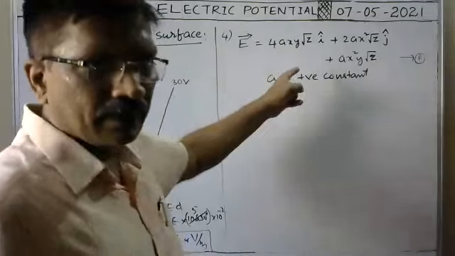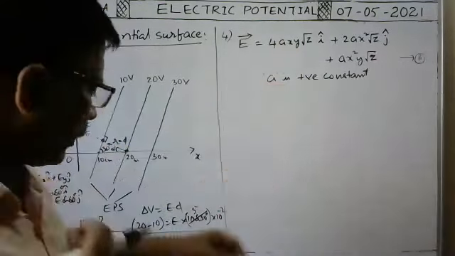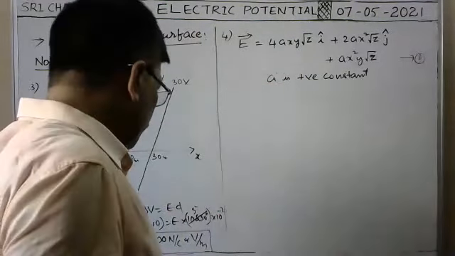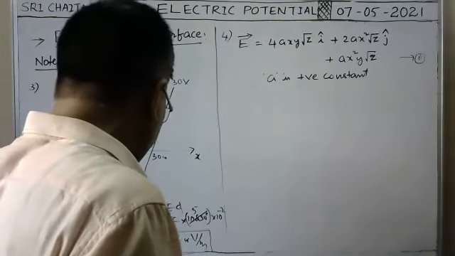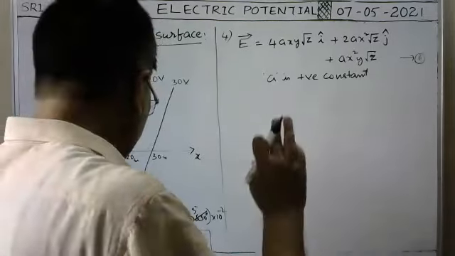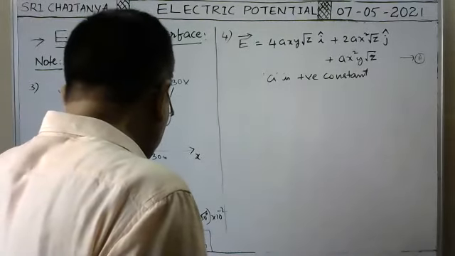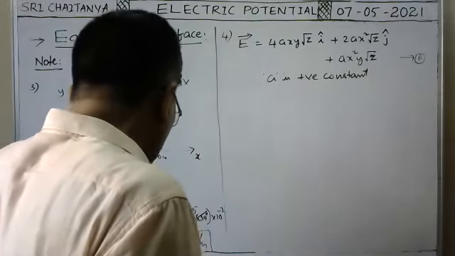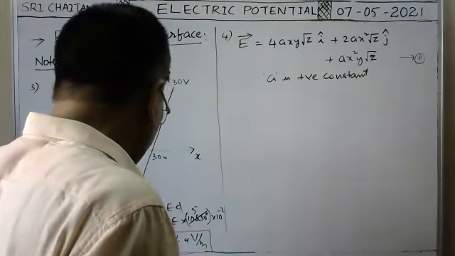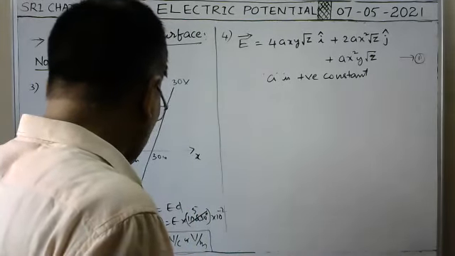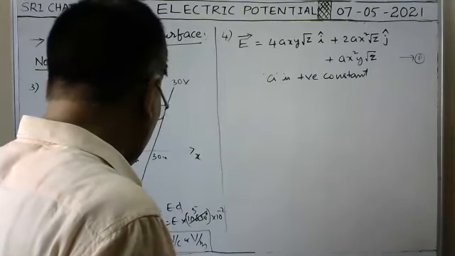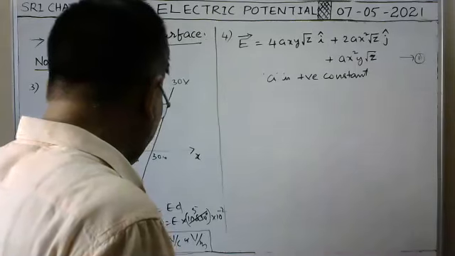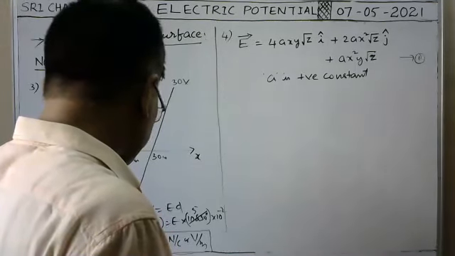Here we are telling in this. The problem is not completed. The electric field in the region is given by E bar, as given, where A is positive constant. Then find the equation of the equipotential surface.